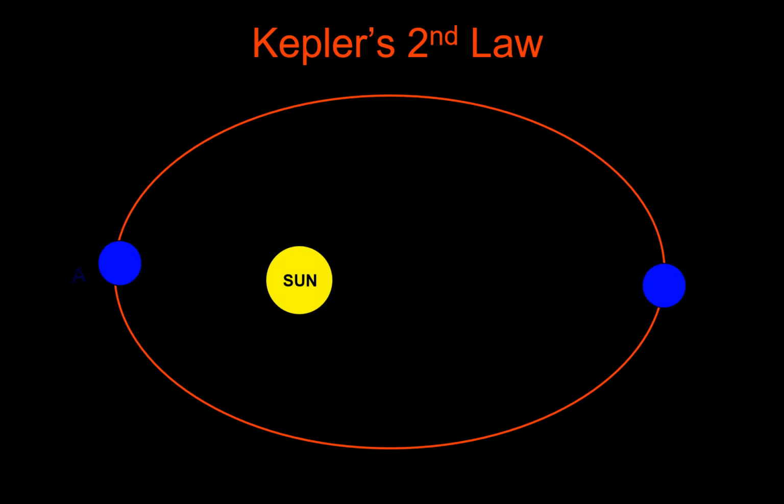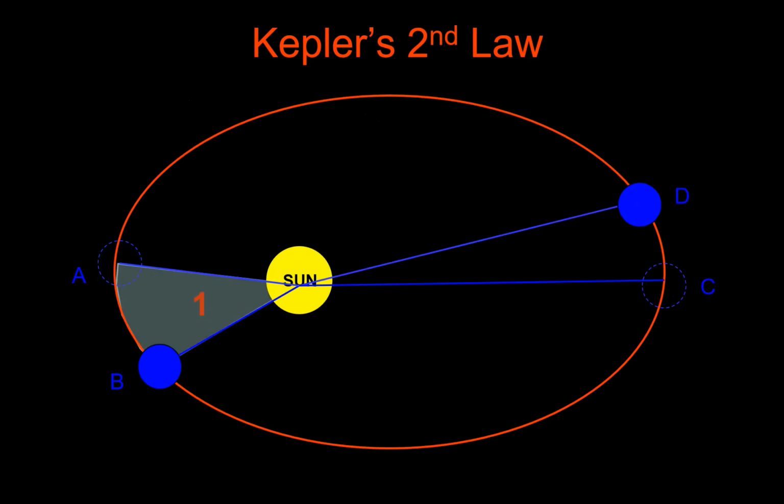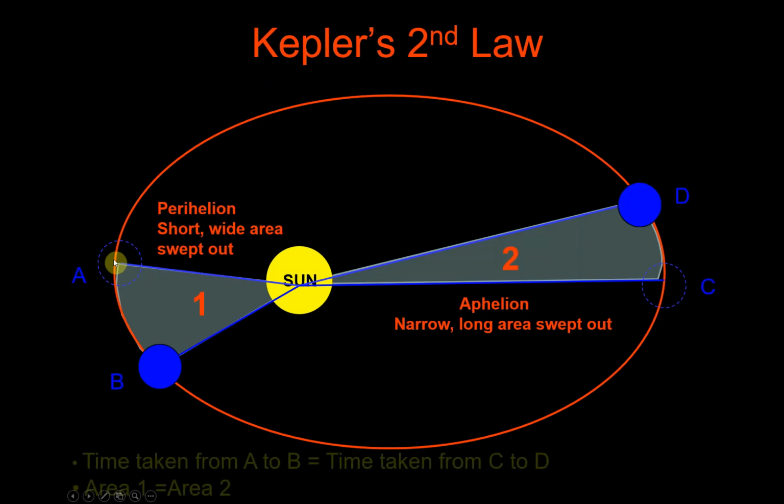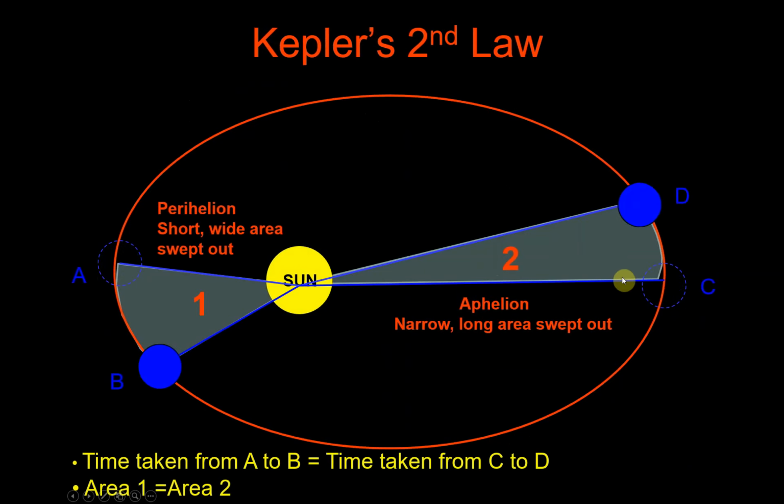And what he noticed was, if a planet here moves from point A to point B, and then from point C to point D, the area of each of these segments will end up being the same. This is a short, wide area. This is a long, narrow area. But area 1 is equal to area 2. And so he said that the area swept out will be in equal time. So that means that over here, the planet is moving faster. Over here, the planet is moving slower.